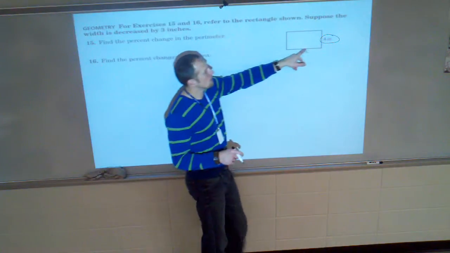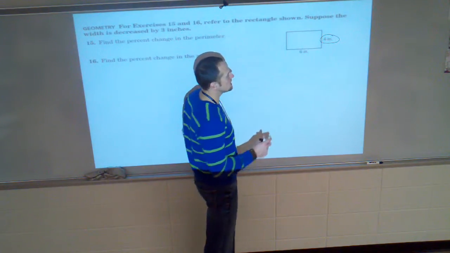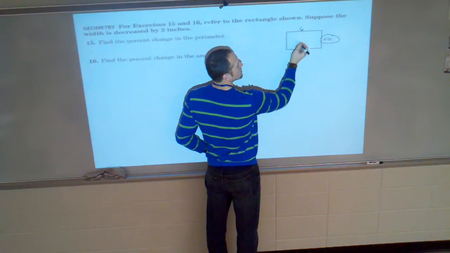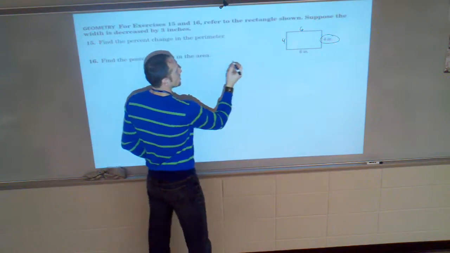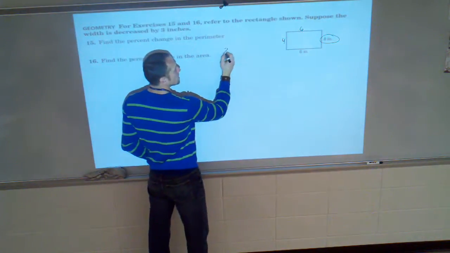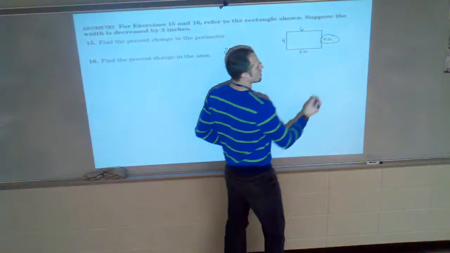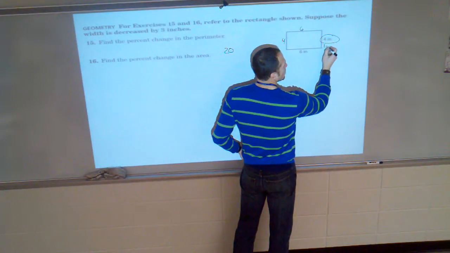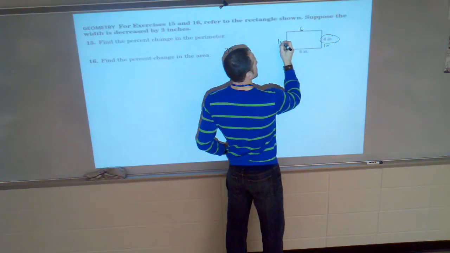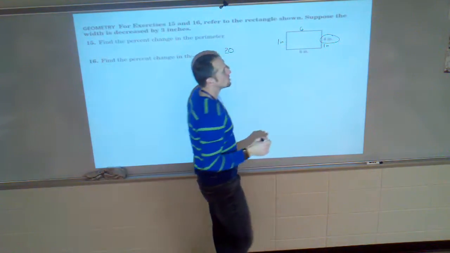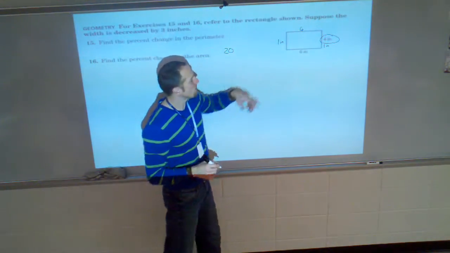The perimeter of this rectangle is 20. 6 times 2 is 12. 4 times 2 is 8. So the perimeter of this rectangle is 20. Now, we decrease our width by 3 inches. So my new width is 1 inch. So, my new perimeter is 14.